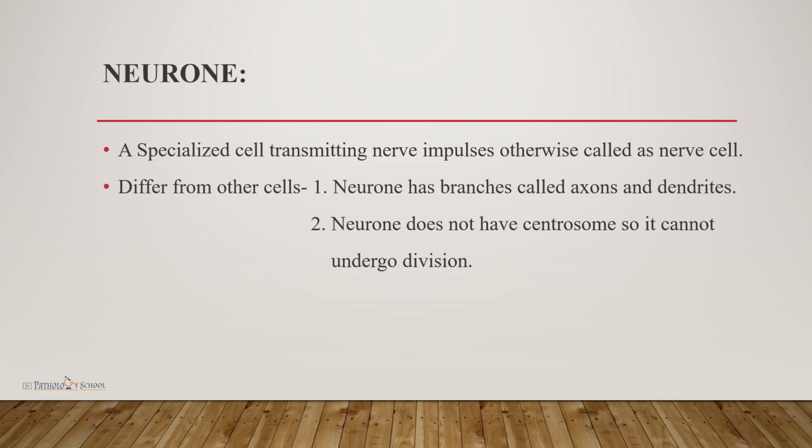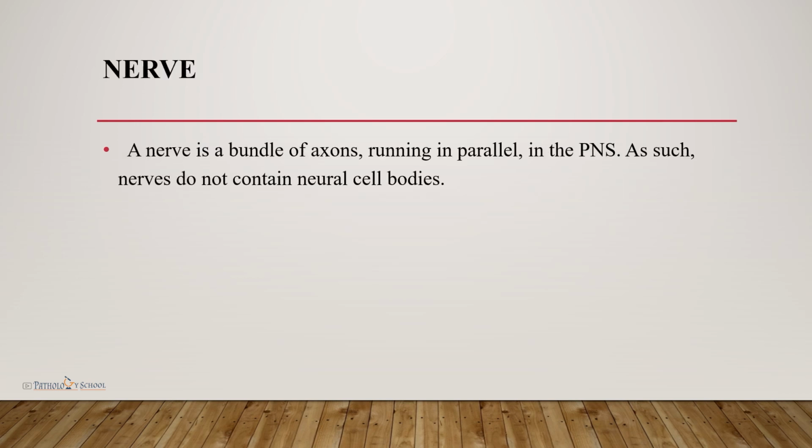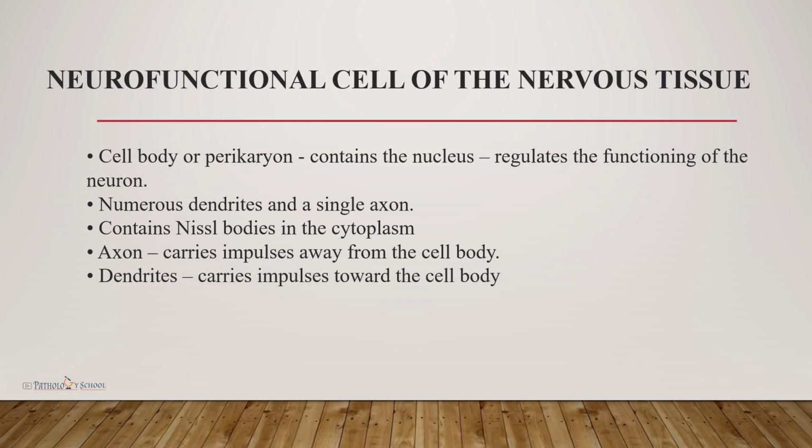Now, neuron. A neuron is a specialized cell transmitting nerve impulses, otherwise called a nerve cell. It is different from other cells as it has axons and dendrites and it does not have a centrosome, so it cannot undergo division. The nerve is a bundle of axons running in parallel in peripheral nervous system. As such, nerves do not contain neural cell bodies. Now we will see the parts of the neuron.